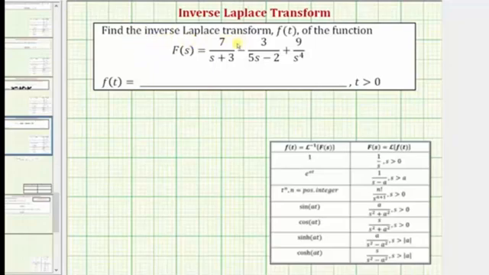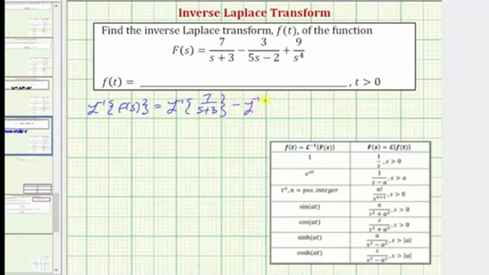We want to find the inverse Laplace transform of big F of s, which will give us the function little f of t. And because the inverse Laplace transform of big F of s equals f of t, our first step is to take the inverse Laplace transform of both sides of this equation. So we'd have the inverse Laplace transform of big F of s equals the inverse Laplace transform of 7 divided by the quantity s plus 3 minus the inverse Laplace transform of 3 divided by the quantity 5s minus 2, and then finally plus the inverse Laplace transform of 9 divided by s to the fourth.